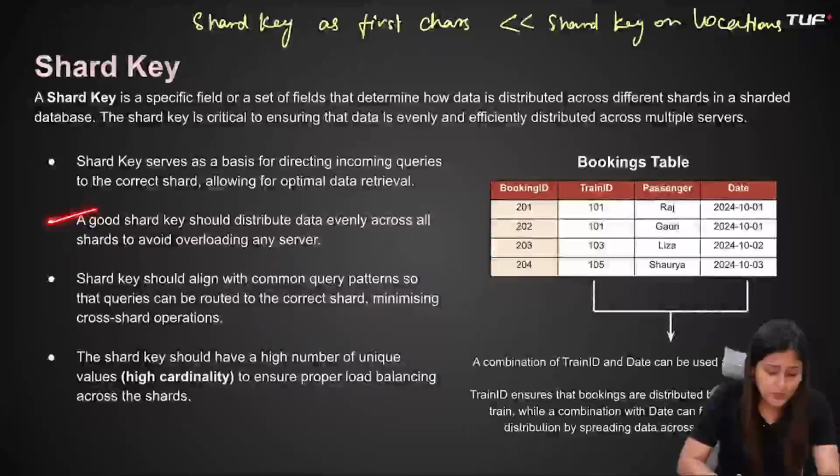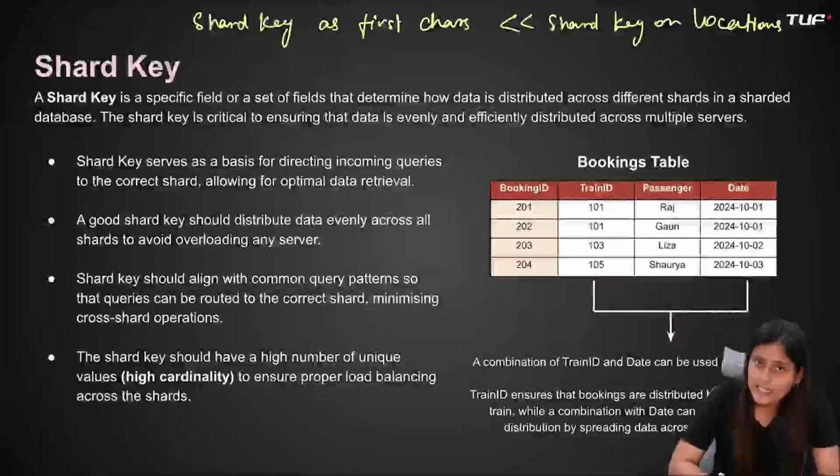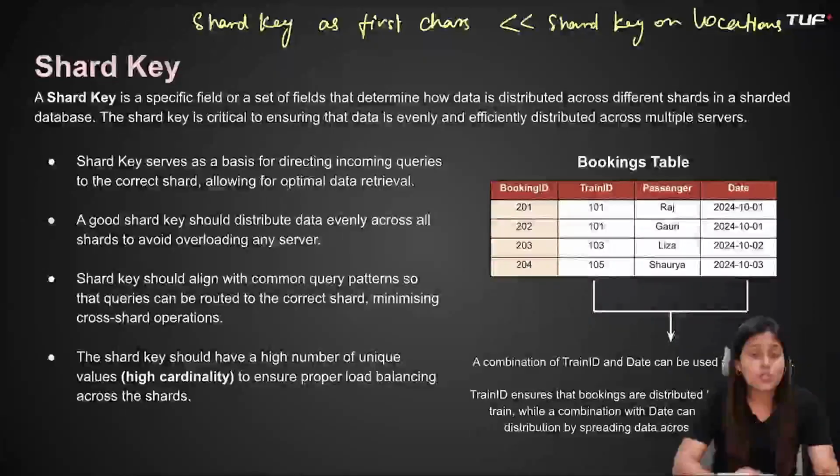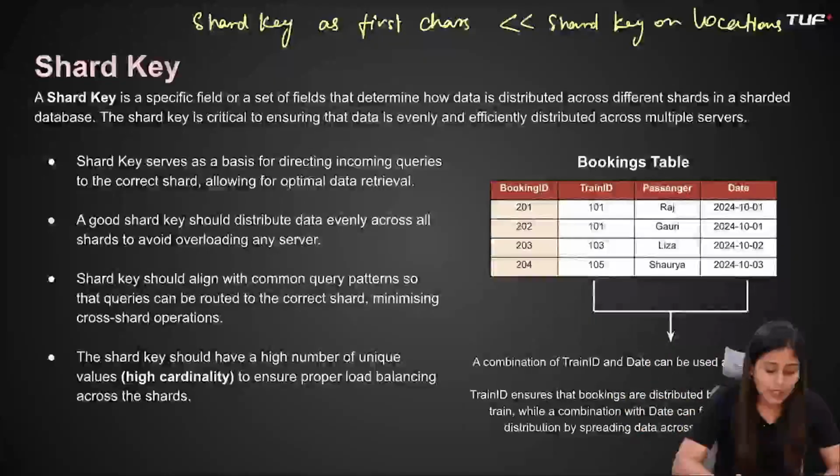A good shard key should distribute data evenly across all shards to avoid overloading. Hence, the shard key is responsible for dividing the data across the different shards such that overloading is avoided, meaning it should equally divide the data across the different shards. The shard key should align with common query patterns. The shard key should have a high number of unique values, meaning high cardinality, to ensure proper load balancing.